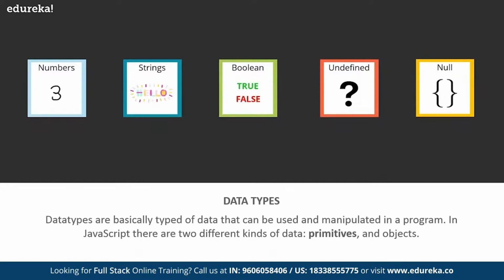Data types are basically the type of data that can be used and manipulated in a program. The different data types include numbers, strings, boolean, undefined, and null. Talking about these data types, let's go back to our code and see what string literals, numbers, and booleans are.